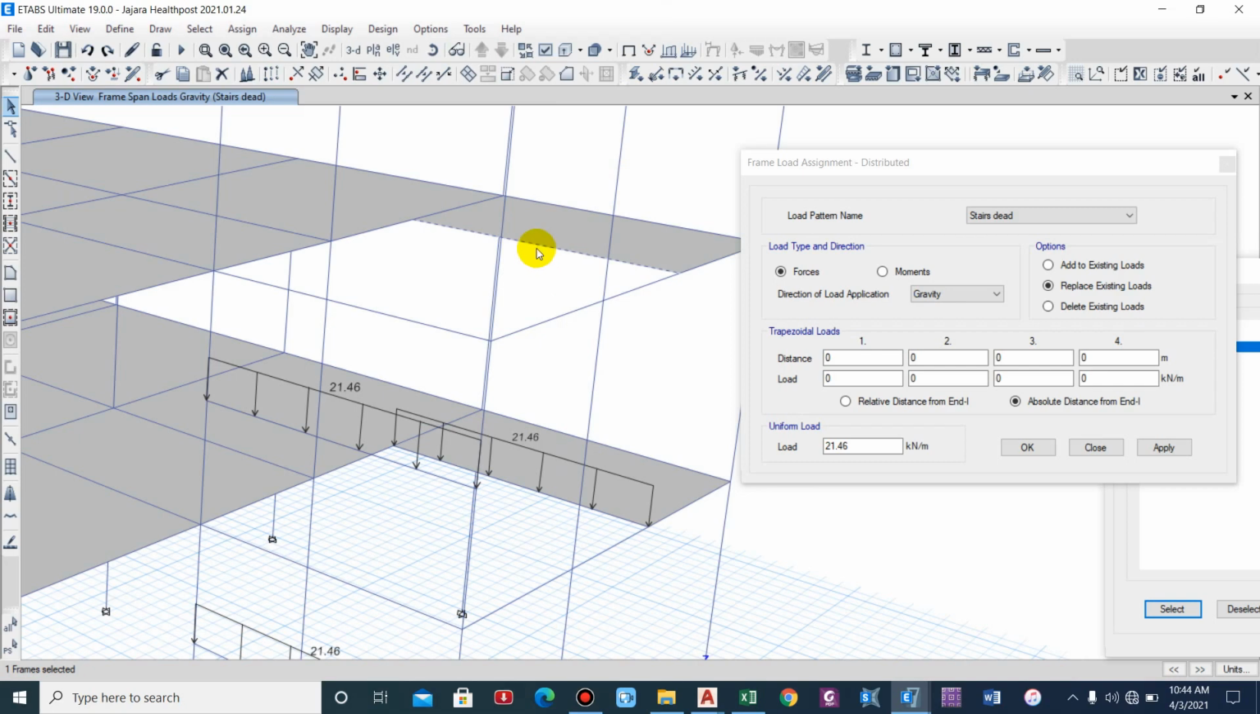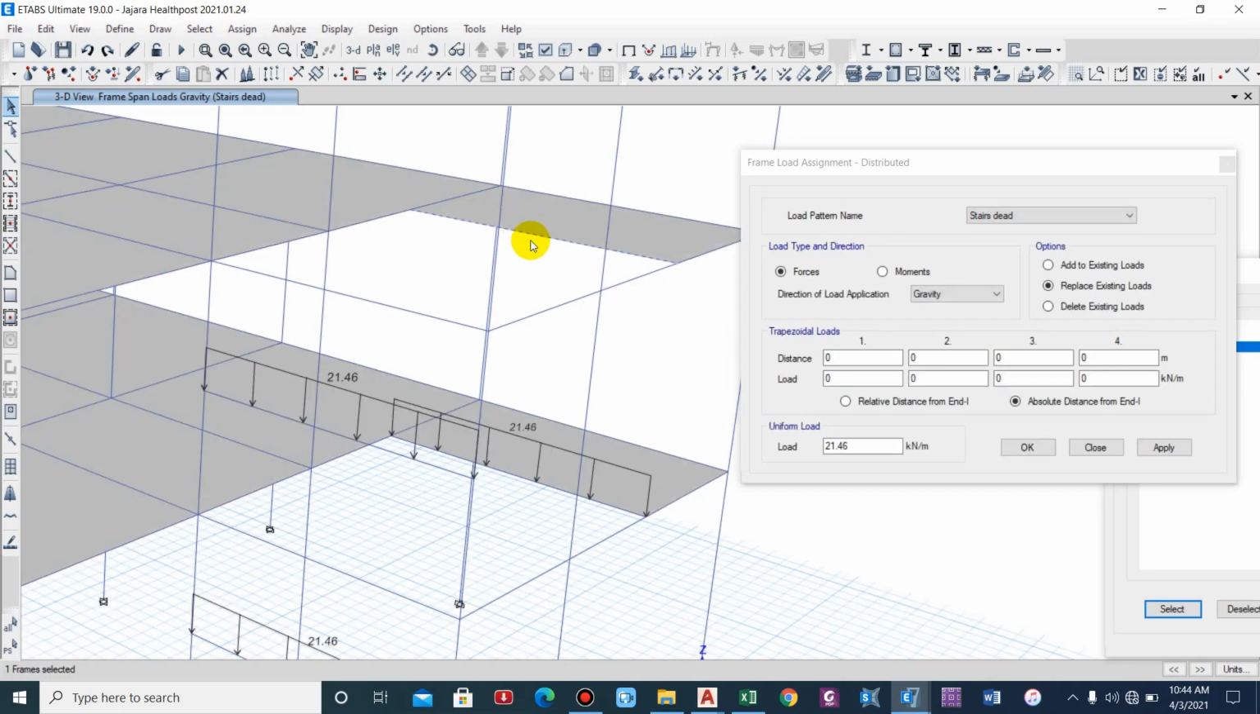So now we have to apply load for this beam, as we have done 21.46 for the beam where two number of flights rest. But for this beam, a single flight will rest on it. Hence we have to make sure that the staircase loading is different than that of this beam. And if we want to distribute this load throughout the beam, what we can do is 21.46 divided by 2. Why? Because that was for two number of flights, but now we are doing it for a single flight, hence we have to do 10.73, that is half of the staircase load that we provided for a beam on which two number of flights were resting.